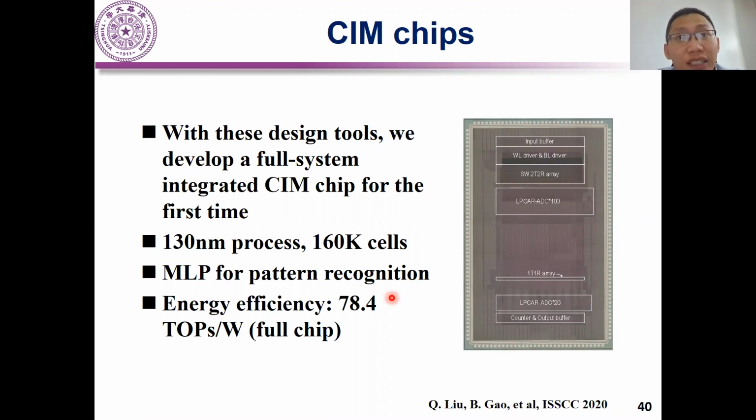The energy efficiency is as high as 68.4 TOPS per watt. We should notice that it is the full system energy efficiency, not the array macro energy efficiency as reported in many previous papers. So it is the full system. So we have demonstrated a very high energy efficiency.